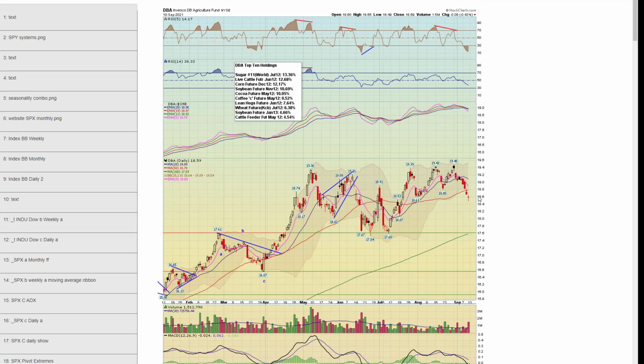Chart 76, here's the daily view. A lot of chop here lately. Next.